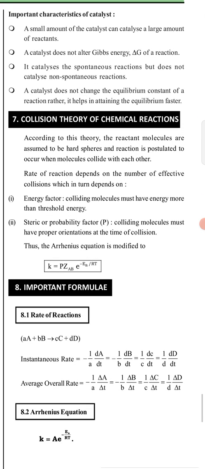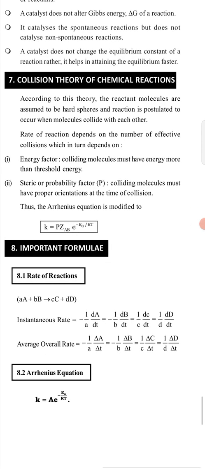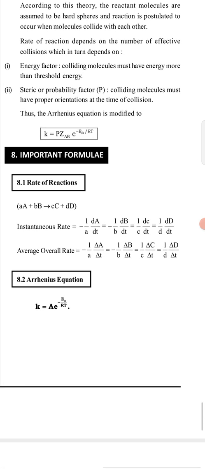So after that we are coming to our next topic, collision theory. By this theory, two factors are there, one is the energy factor, another is the probability factor. In the energy factor, colliding molecules must have energy more than the threshold energy, and the probability factor means colliding molecules must have proper orientation at the time of collision. Whenever they collide with each other, they should have a proper orientation and they must have energy more than the threshold energy. Okay.